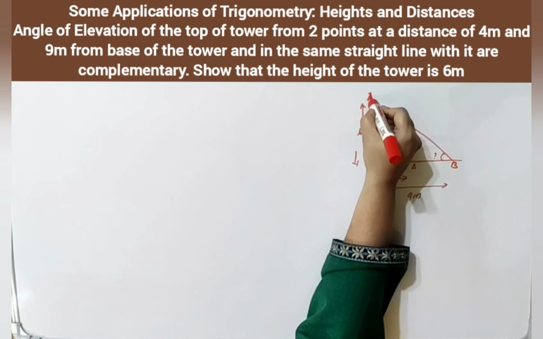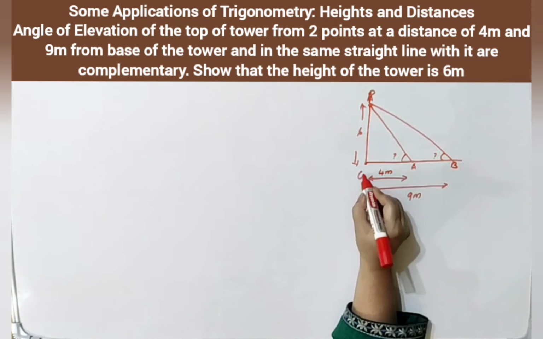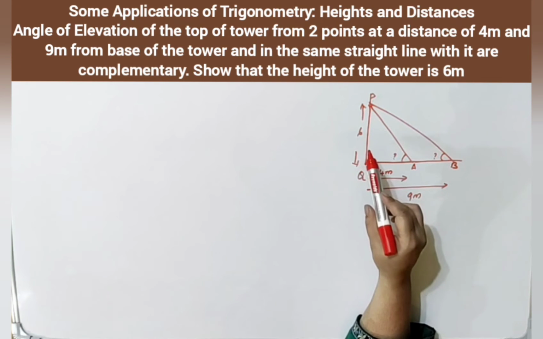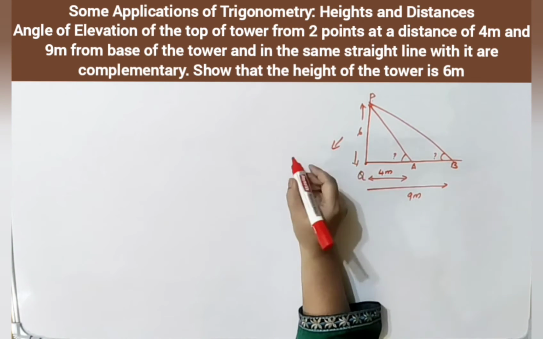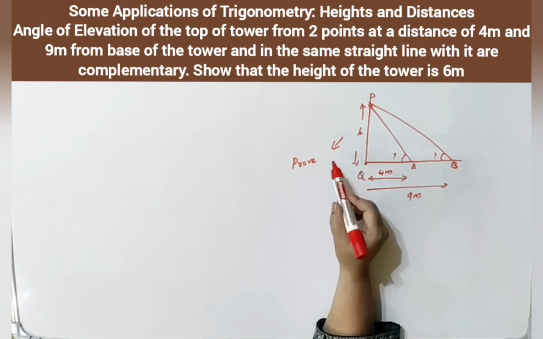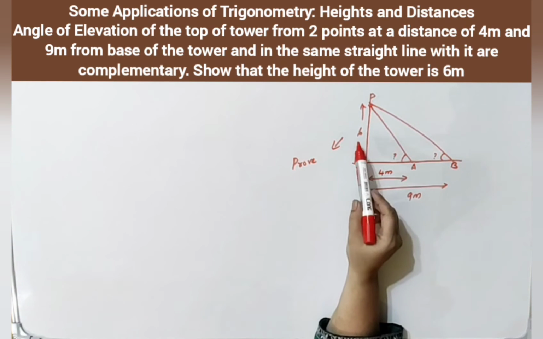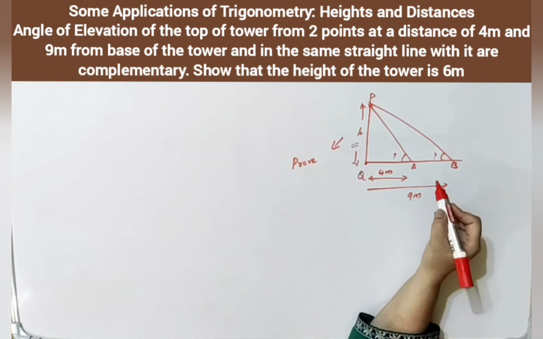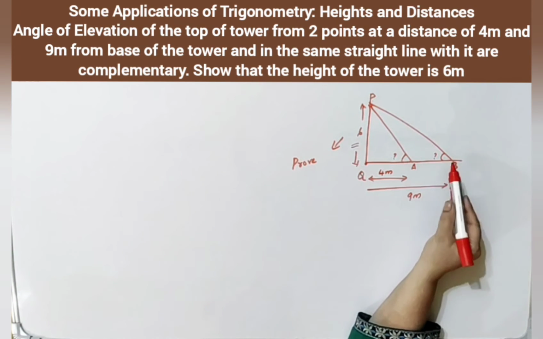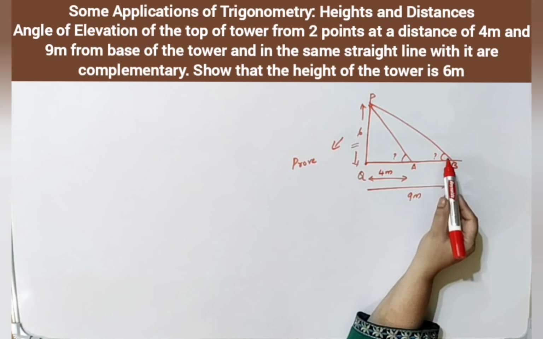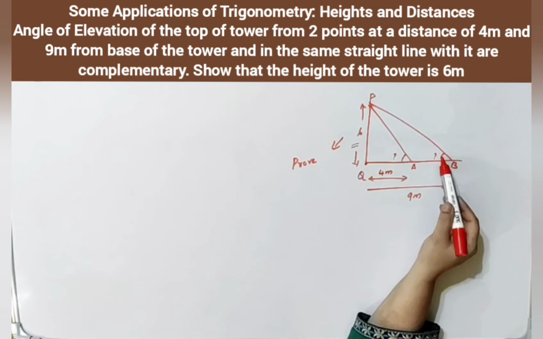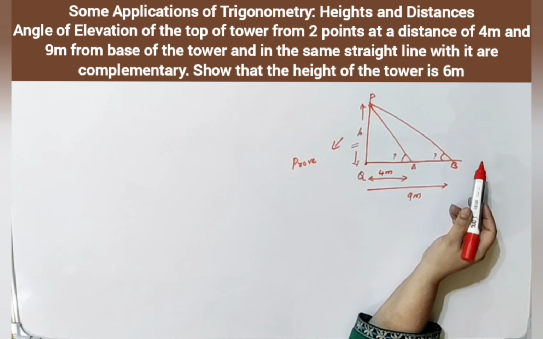Let's call these P and Q. The height has been given, but we'll have to prove that the height is 6 meters. We cannot use this in the calculations. We'll have to prove that it is 6 meters. And one more clue here is that both of these angles are complementary to each other. That is, this angle and this angle together are 90 degrees.